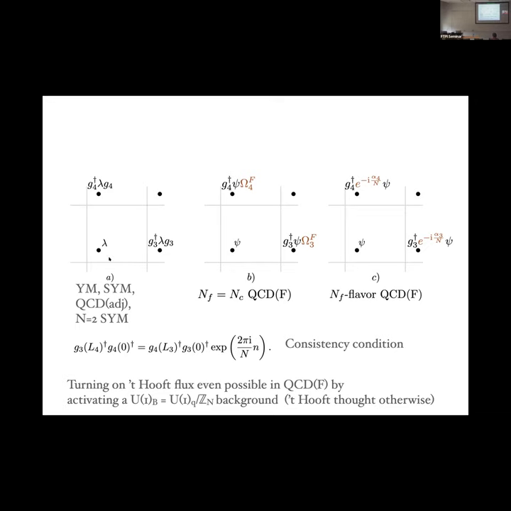And this is what 't Hooft did in the case of pure Yang-Mills. It also applies to many other theories: super Yang-Mills, adjoint QCD, Seiberg-Witten theory, or N=4 super Yang-Mills. But actually, 't Hooft also realized that if we go to QCD with fundamental fermions, we no longer have one-form symmetry, because we have fundamental quarks in the game. And he points out that it is not possible to turn on this flux in QCD with fundamental quarks. However, I will tell you that there are ways to go around that obstruction.